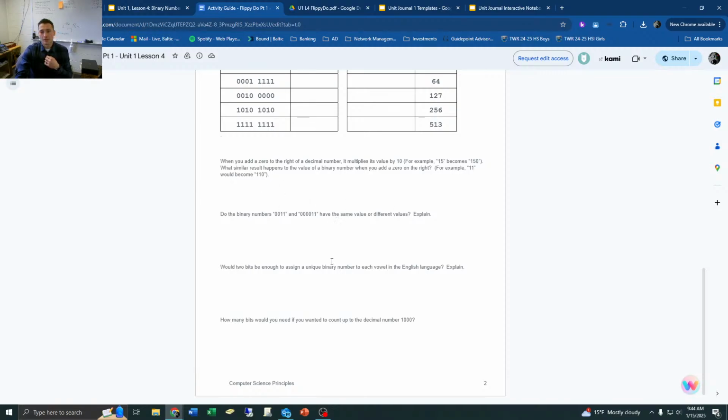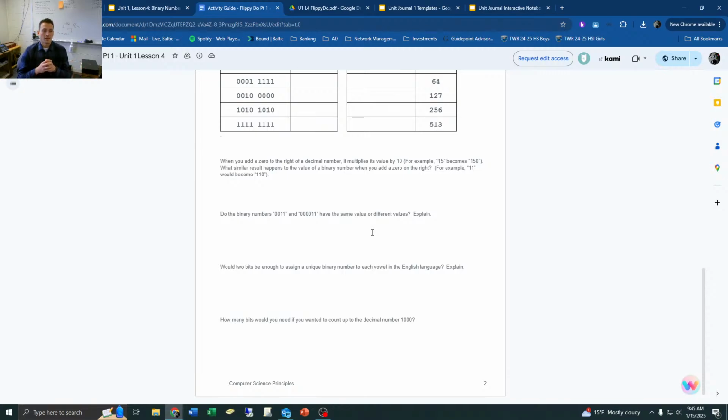Do the binary numbers 0011 and 000011 have the same value or different values? Explain. The value doesn't change because the zeros that we added on the left side are not going to have any value. There are zeros in those placeholder spots, so there's nothing being added onto the value. So the original bits do not shift. We are including more bits in our number, but the value of each added bit is 0, so the total value is not affected. Okay, so any of those zeros on the left side aren't going to change the value.